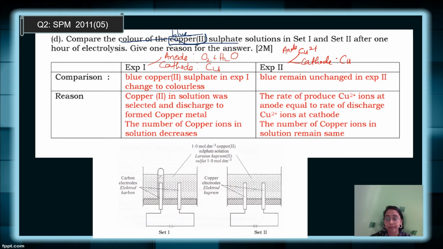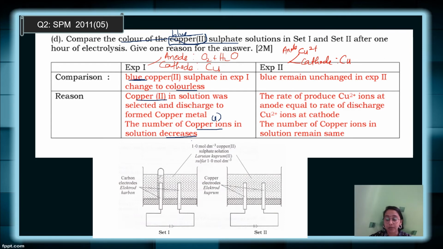So if you compare experiment 1, look, cathode, the copper is depositing. That means what will happen to the concentration? Copper 2 ion concentration decreases, right? Copper 2 ions in the solution decreases. When the copper 2 ions in the solution decreases, what will happen? The blue color might change from blue to colorless.